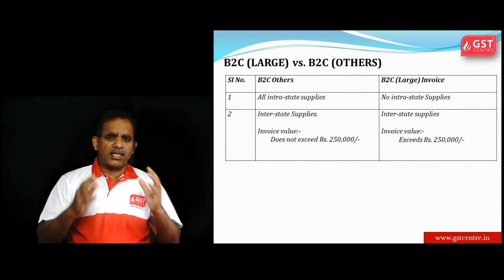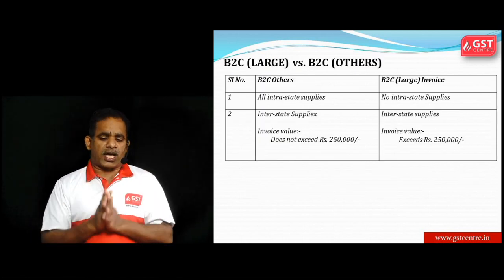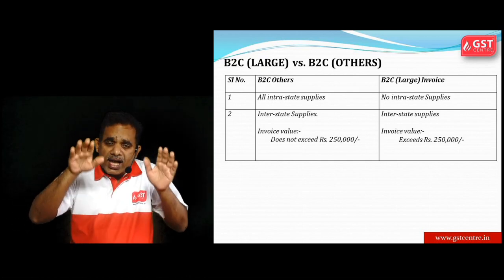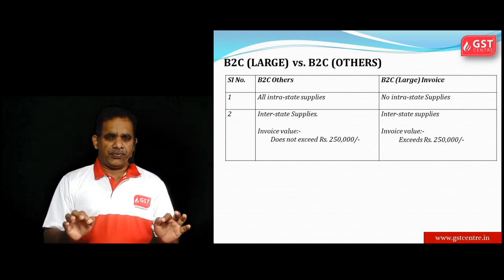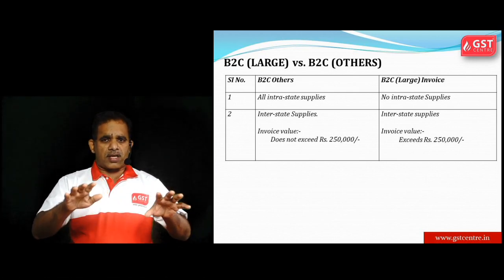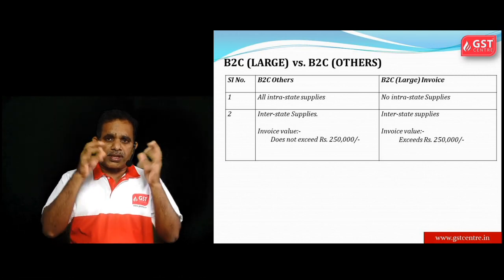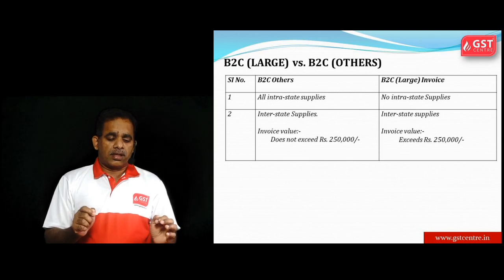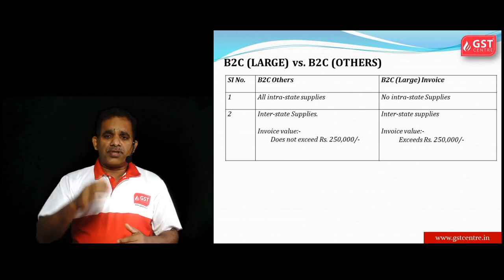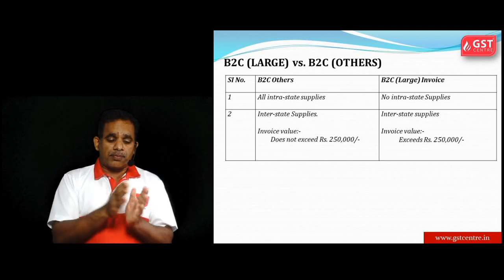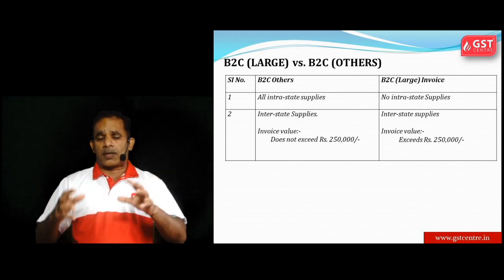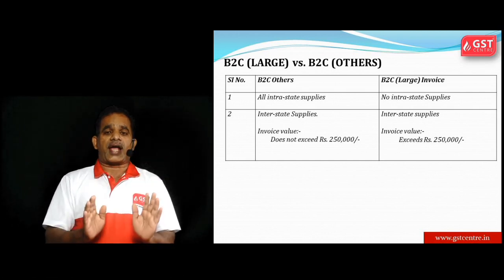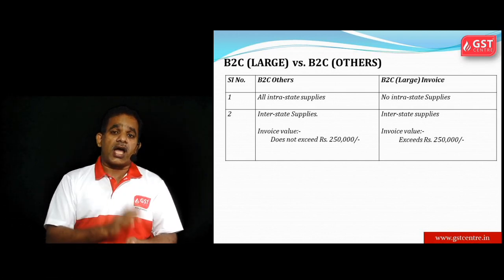Then let us see the differences between B2C large and B2C others. In case of B2C others, it includes all intra-state supplies. Suppose you are in Maharashtra, then the goods or service supplied to customers in Maharashtra should be taken into B2C others section only. And in case of interstate supplies, invoice value which does not exceed 2,50,000 should be taken to B2C others. Suppose you are supplying from Maharashtra to Delhi, and the invoice value is 2 lakhs, then it should be reported in B2C others.